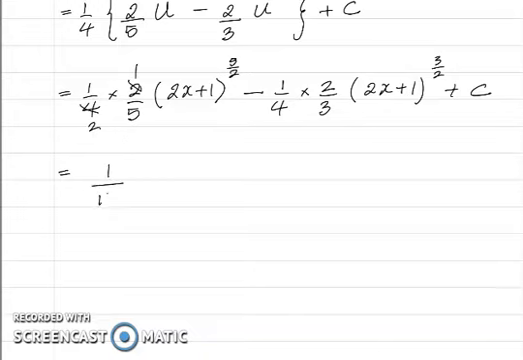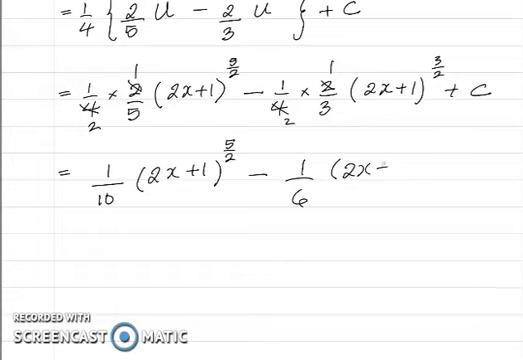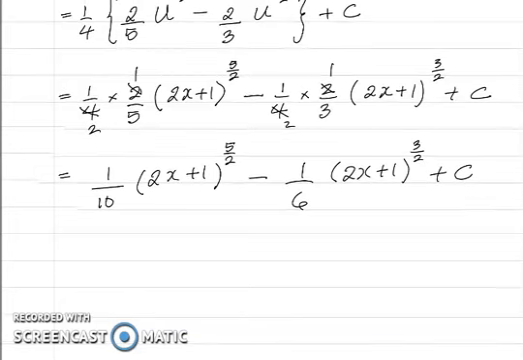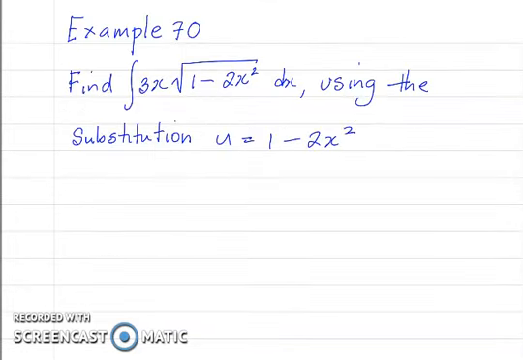So our final answer is going to become 1 over 10 (2x plus 1) raised to the power 5 over 2, minus 1 over 6 (2x plus 1) raised to the power 3 over 2, plus c, which is the constant of integration. So this is our first example using the method of integration by substitution. All right, let's see if we can do at least one more example.